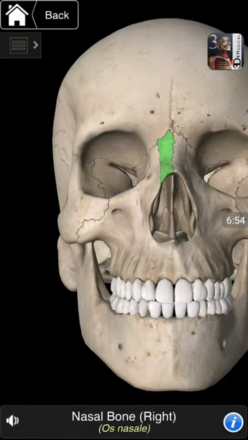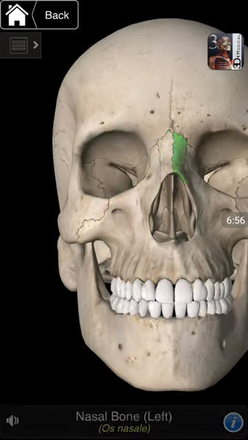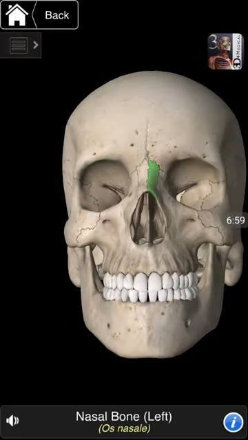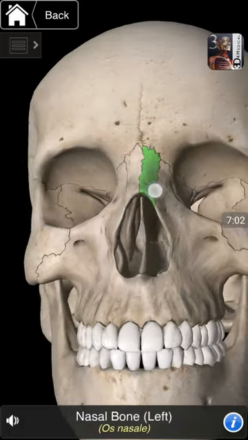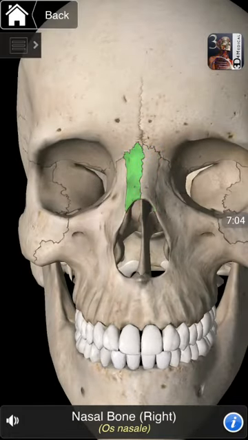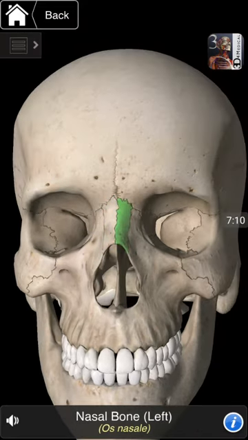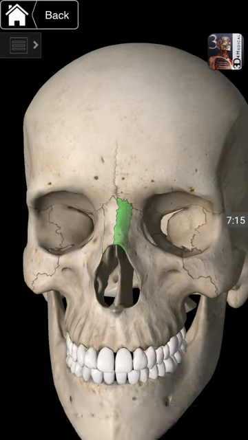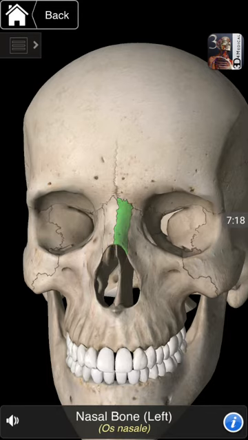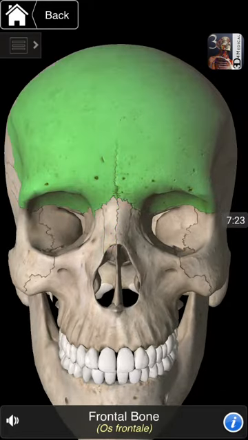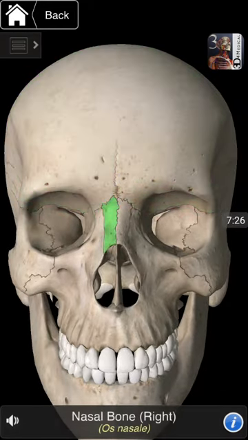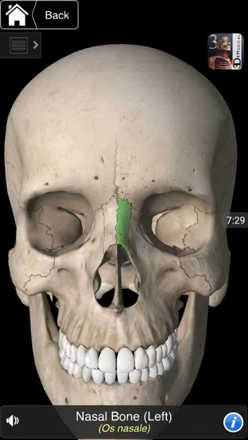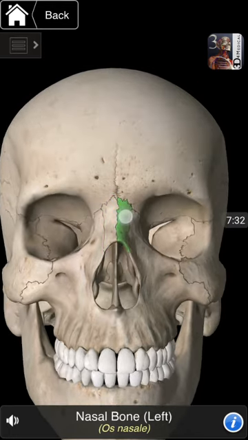So again, these two small bones are called the nasal bones, most commonly fractured during boxing and fights. There are two nasal bones, and they make a suture with each other, and this suture is called the internasal suture. And these same nasal bones form a suture with the frontal bone again. So these are called the frontonasal sutures.